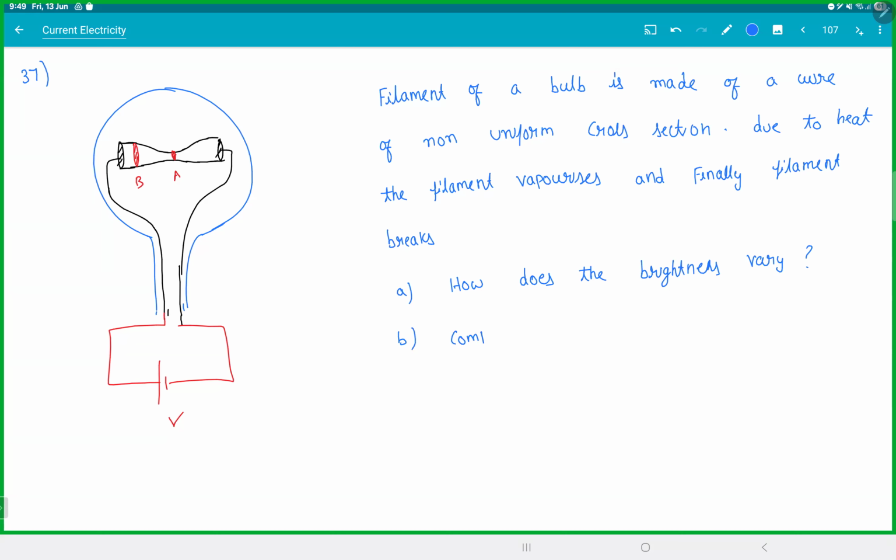Compare the temperature at A and B. On this filament, if you take the two points A and B, who do you think will have more temperature? Or do they have the same temperature? I can ask you a lot of things. Which point is more susceptible to break? What happens there? What happens here? What happens to the brightness at point A? So you can keep asking questions. Think, think, think. Take a minute. A completely theoretical question.